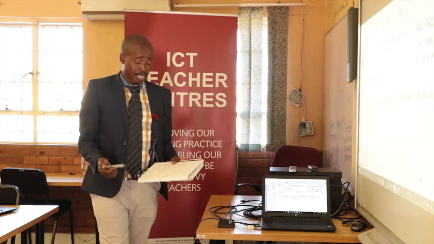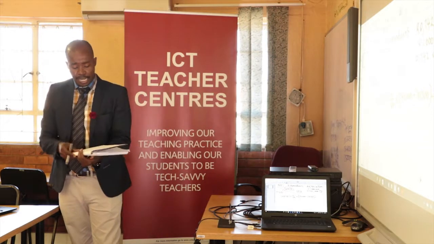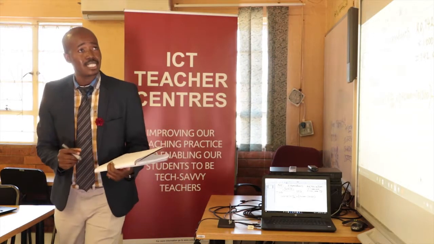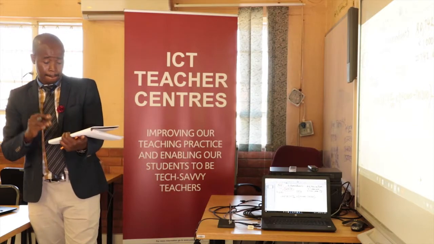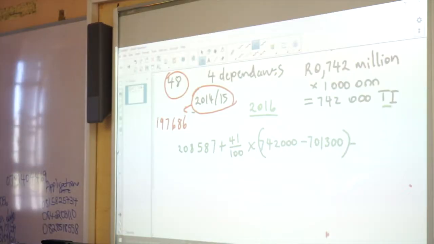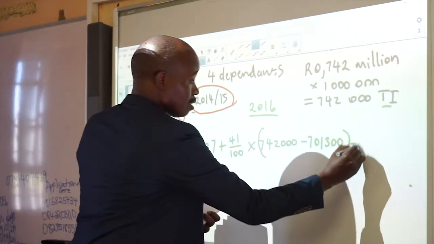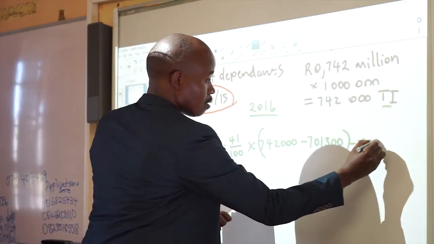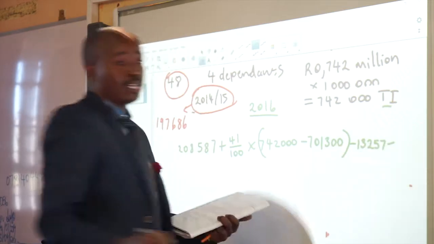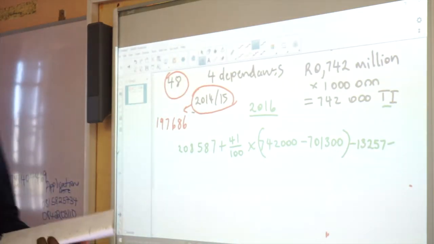Right? So we subtract 701,300. And then the rebase for the 2016 tax year, commercial center? 13,257. That's right. And then you must subtract the medical tax credit.